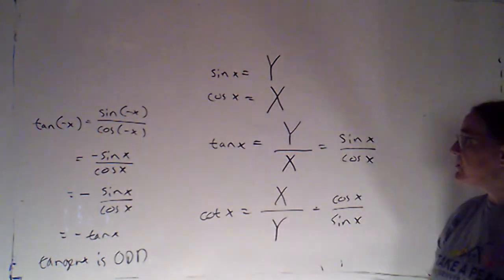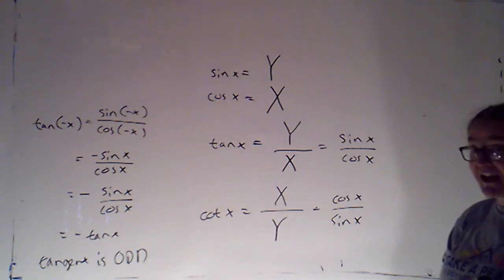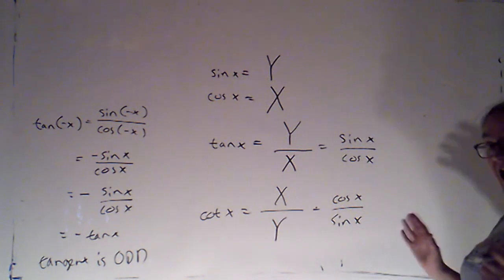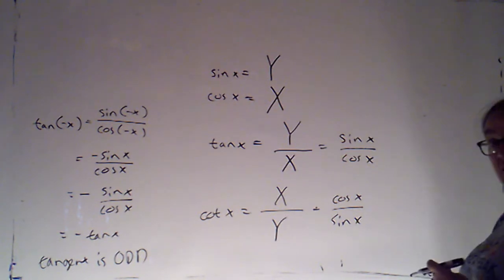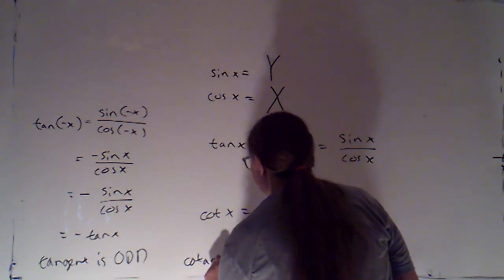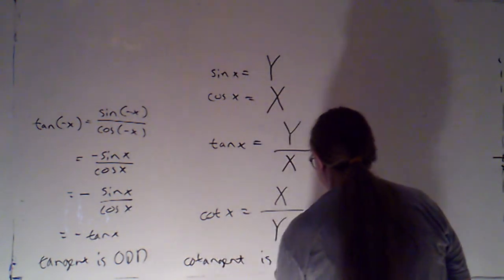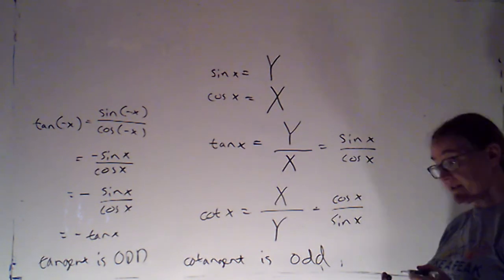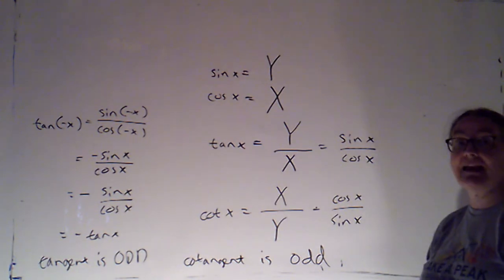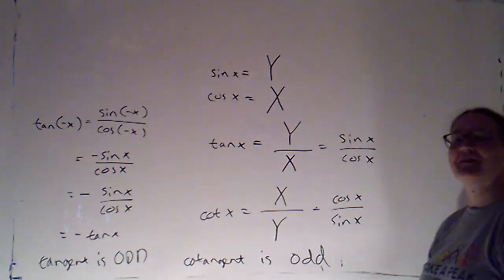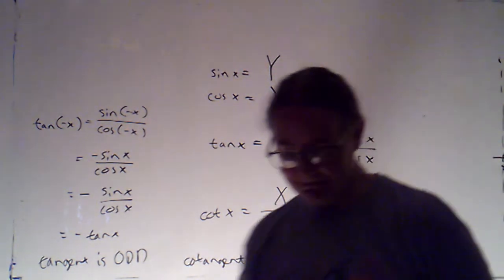And the same argument is going to apply to cotangent. I'll leave it as an exercise for you, but if you plug in the opposite input to cotangent, you should also get out the opposite output. So cotangent is also odd. So for both tangent and cotangent, opposite input gives you opposite output. That does show up in one of the homework problems, so I wanted to make sure that I mentioned that.